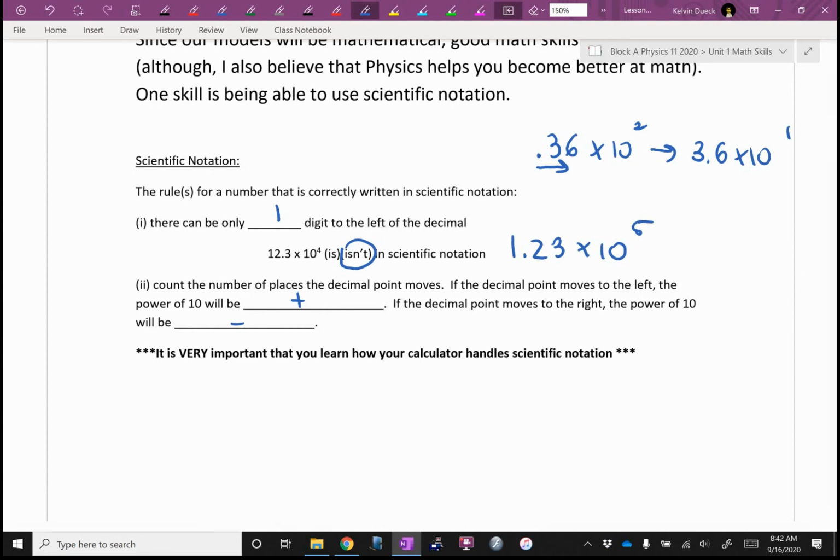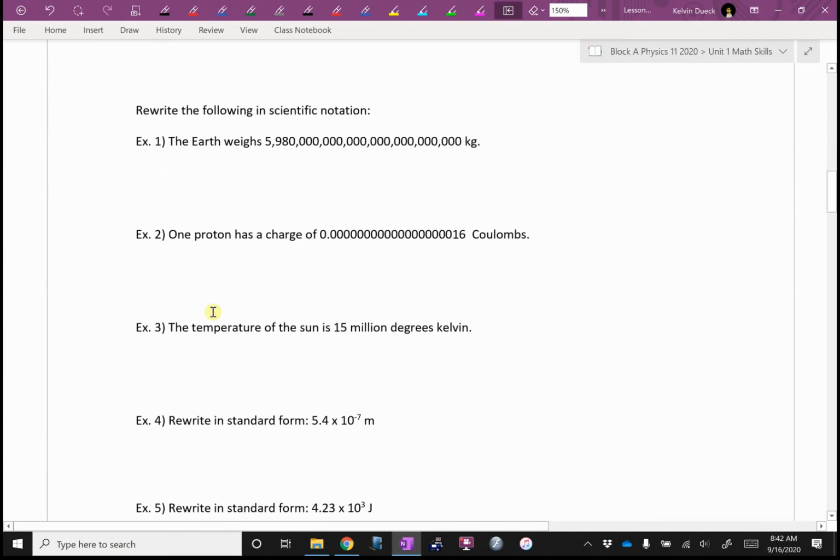I'm going to be wandering around a lot today to show you how it works. So next page over, it says, rewrite the following in scientific notation. The Earth weighs that much, which it does. Mr. Dewick, how do we know how much the Earth weighs? It's not like we can stick it on a scale. How do we know? We'll calculate it in Physics 12.